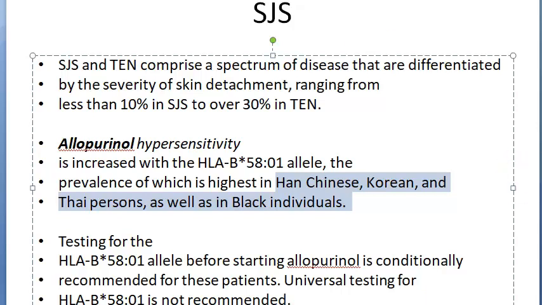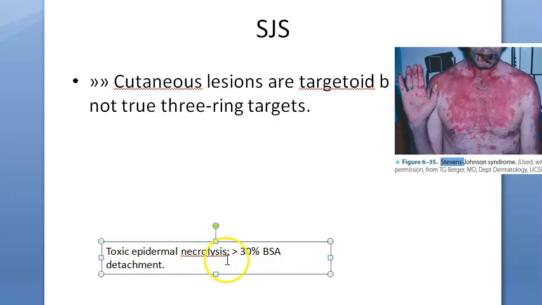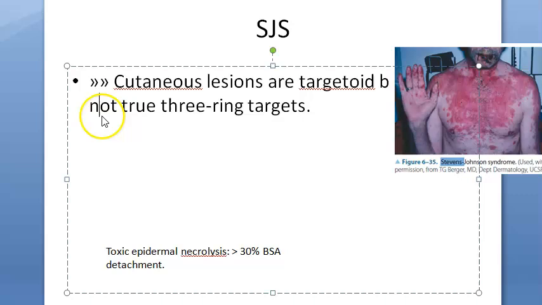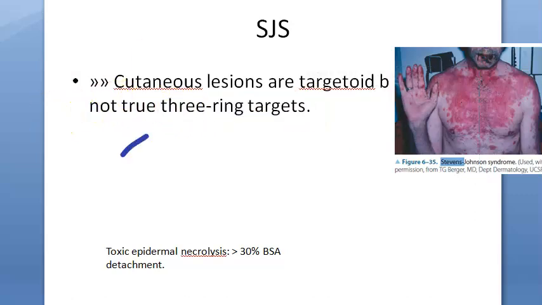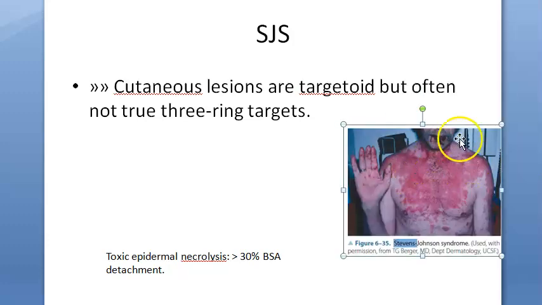Okay, so allopurinol can lead to what? Stevens-Johnson syndrome. Okay. There will be no 3-ring targets in Stevens-Johnson syndrome, because in erythema multiforme there will be these 3-ring kind of lesions, but here they are not there. Okay, so did you understand, guys? In Stevens-Johnson syndrome also it is targetoid, but they're saying that the 3-ring thing is not there.